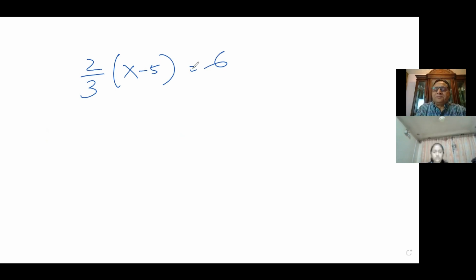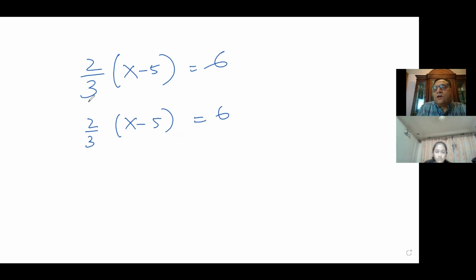This time you have to help me more to do, okay? So, I have a question which is 2 by 3, x minus 5 equals, let's say, 6. How will you solve this equation? Tell me. Six. How will you solve this equation?